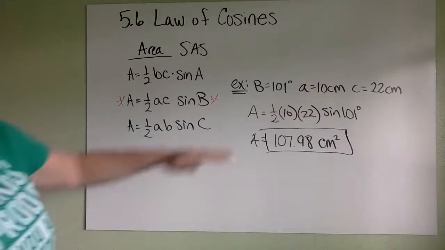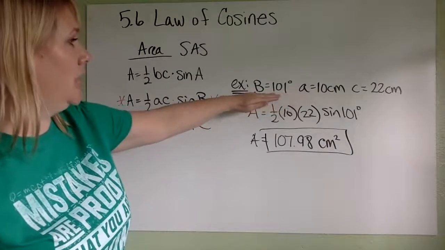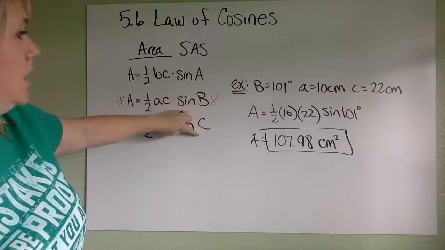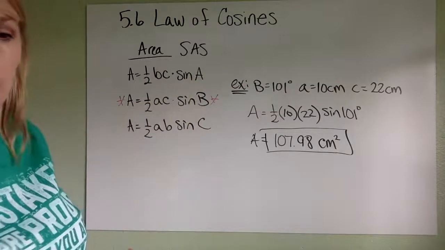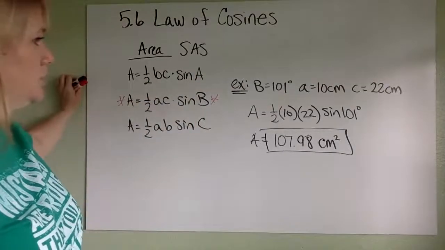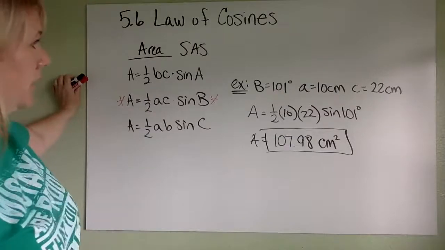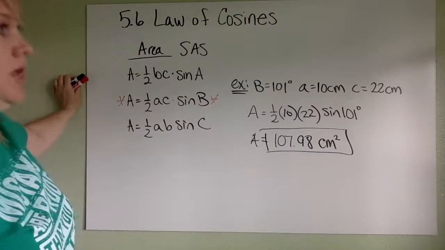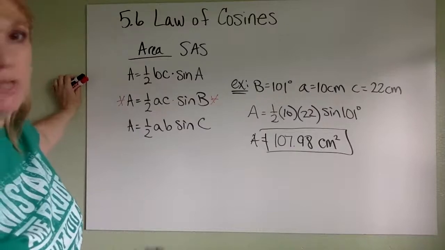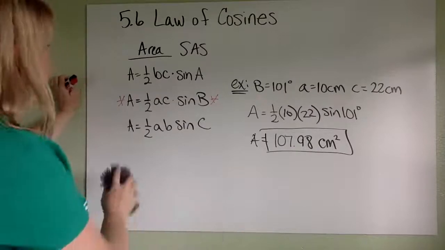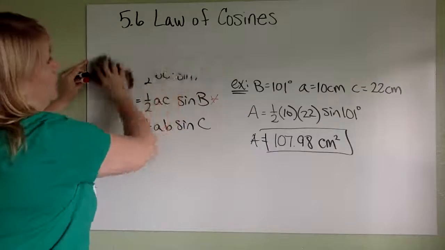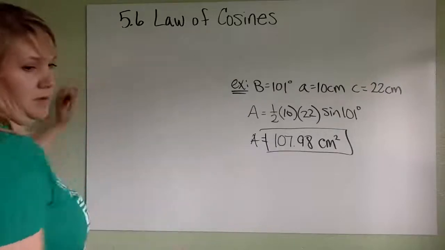So again, you take the given information, and the angle will tell you which of the three formulas, or which parts of the formula, you use. Okay, so that's the area formula if you're given an angle and the angle between two sides. So an angle and two sides.